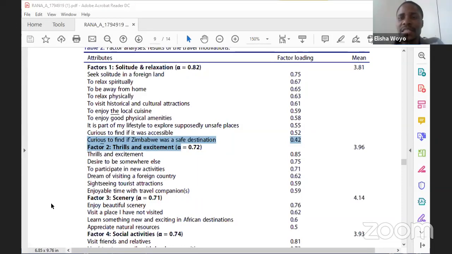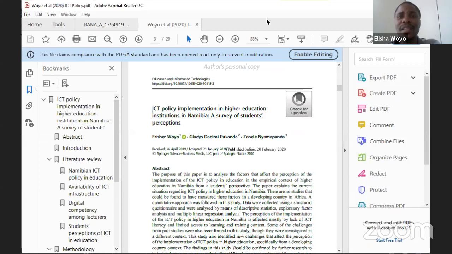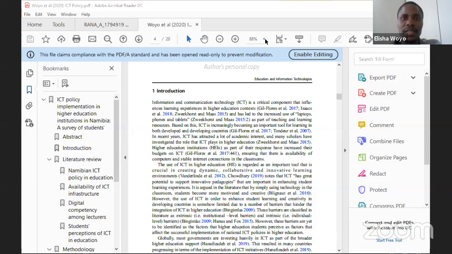Usually, if you are running these things in SPSS, there is what we call a scree plot that should appear, and a scree plot will show you that all these factors have loaded below 1, and all these other factors have loaded above 1. I think I have one more paper there that has got that scree plot.